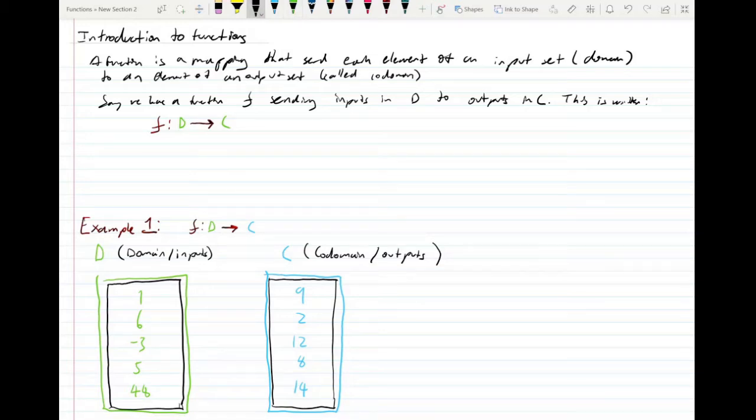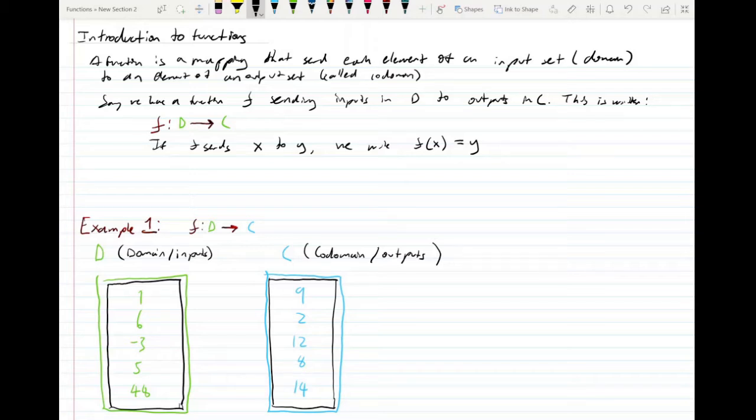And if f sends x to y, we write f of x, where x is in these little parentheses, equals y. Now it's important not to confuse f of x with some variable f times x, because that's a mistake I see a lot of students making. What this means is we're sending x through the function f, and it's going to end up at y. There's a very important distinction there.